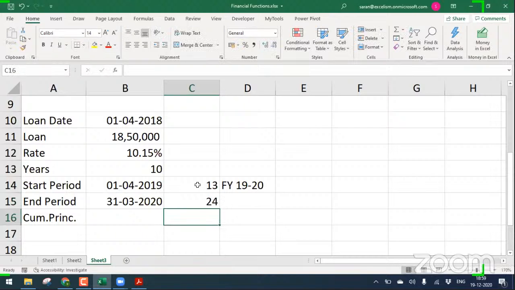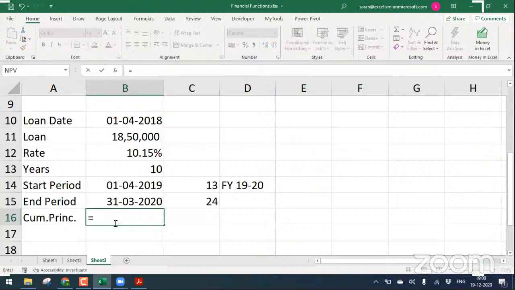Okay, I hope you all understood the meaning of these two numbers. For example, if I want to calculate for financial year 18-19, I'll take from 1 to 12. Simple. Let's say if I want to take for financial year 2021, simple, it's going to be 25 to 36. Now, equal to end date, sorry, cumulative principal.